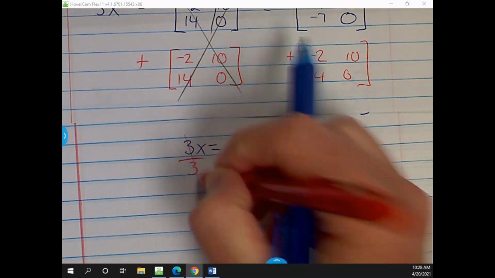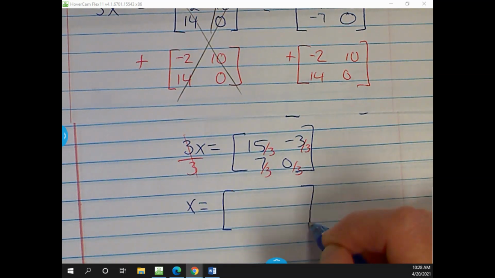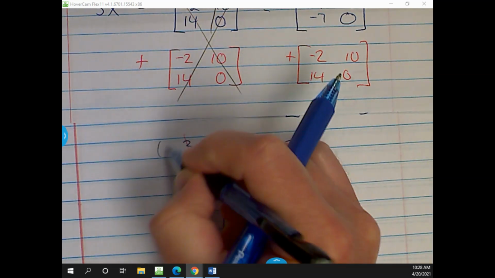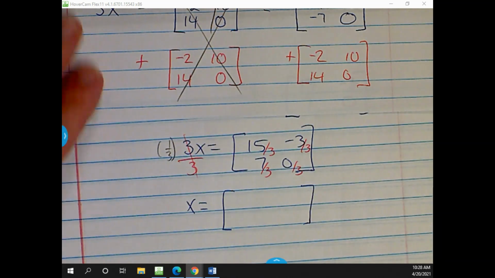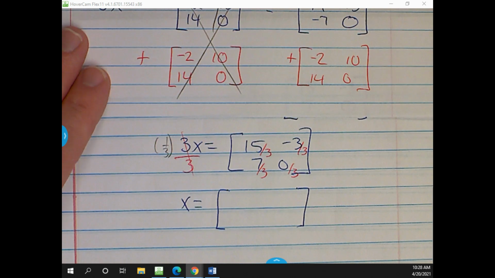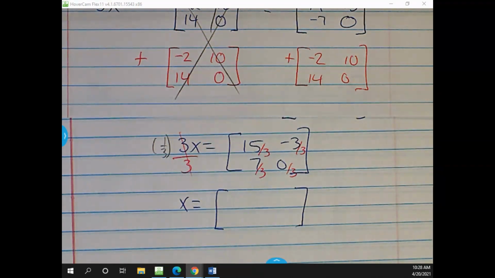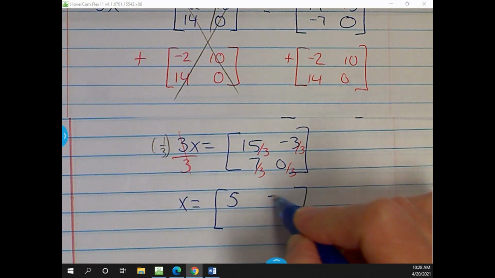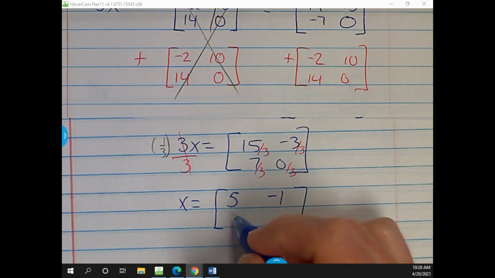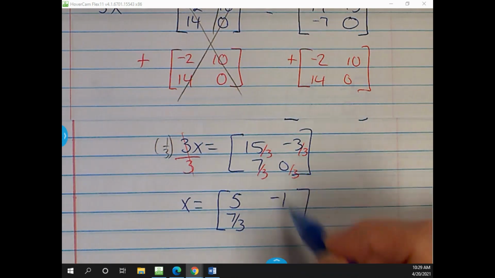Those will cancel out, and we get the x by itself. Technically, you're multiplying both sides by 1/3, because 1/3 of 3 would cancel. If they talk about it technically being scalar multiplication, we're multiplying by 1/3, but that's the same thing as dividing by 3. It's just a different way of saying it. 15 divided by 3 is 5. 3 divided by 3 is 1. 7/3 won't simplify, so just leave it 7/3. And then 0 divided by 3 would be 0.